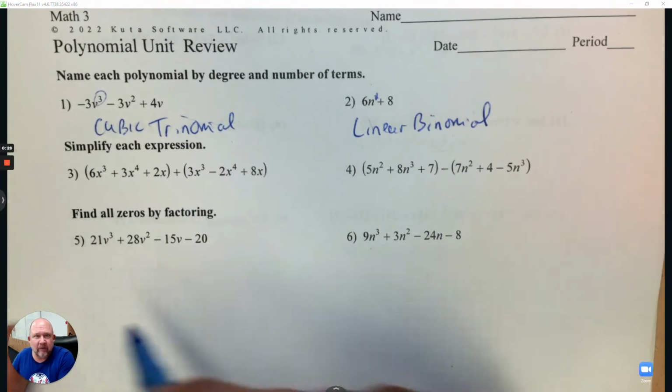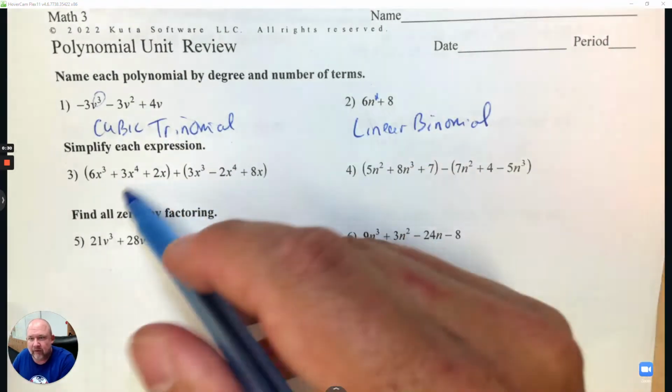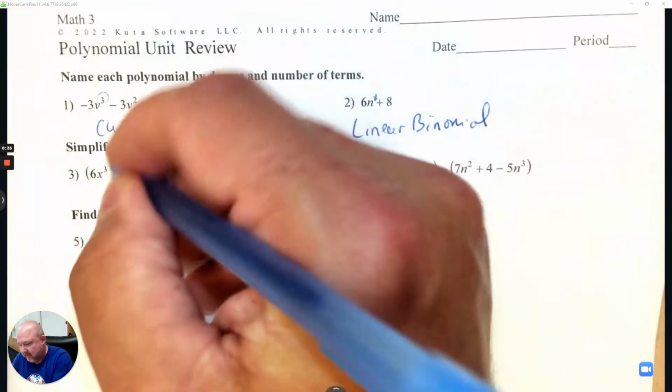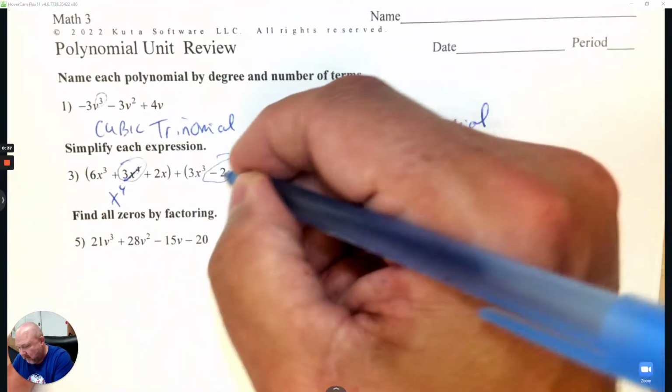To simplify this, we just have to match and combine like terms. I want you to start with the ones with the biggest exponent, and then match it, and then can you add it together? That's 1x to the 4th. You can then cross it out.